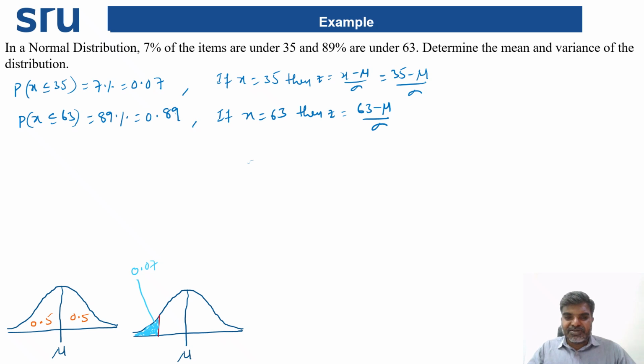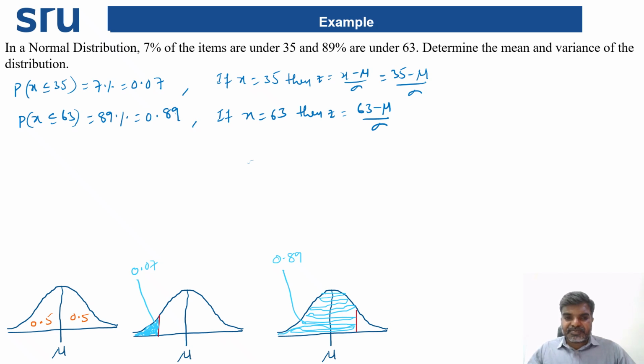Okay, this is 0.07. Now second case 89%. 89% means 0.89. This is greater than 0.5. So how to mark on right side? See, now look at that. How to mark the z value on right side? But given when x is less than 63 means left side area of this mark. So this is 0.89. See, already we have the areas left side of that z. So easily we can find these z values from the table.